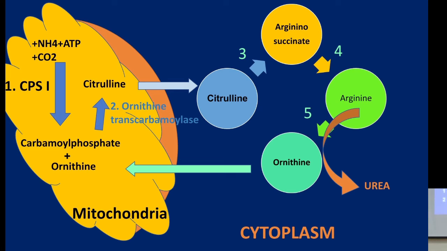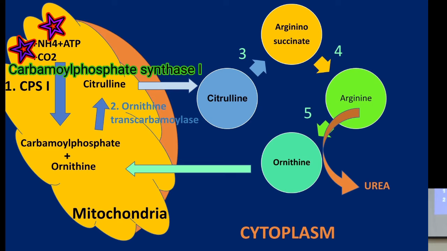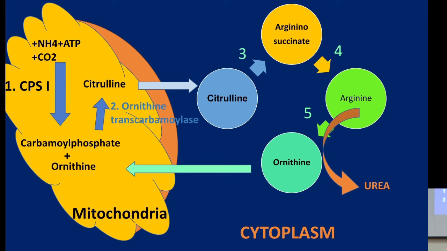So here are all the enzymes that you want to know. The first enzyme is by far the most important enzyme, and it's the rate limiting step, the rate limiting enzyme. Carbamoyl phosphate synthase 1 requires CO2, ammonia, and 2 ATPs to form carbamoyl phosphate. Second enzyme is ornithine transcarbamylase that condenses ornithine with carbamoyl phosphate to form citrulline.